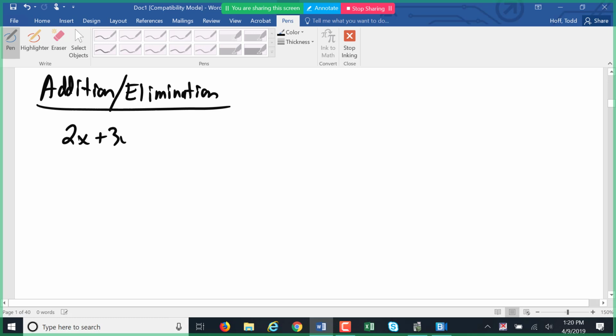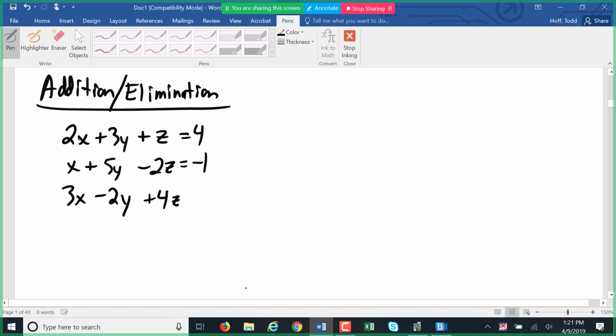2x plus 3y plus z equals 4. X plus 5y minus 2z equals negative 1. And 3x minus 2y plus 4z equals 3. Once again, I'll label them ABC.